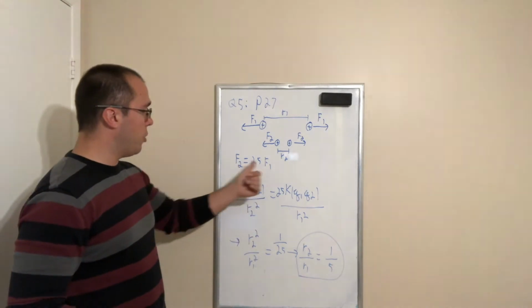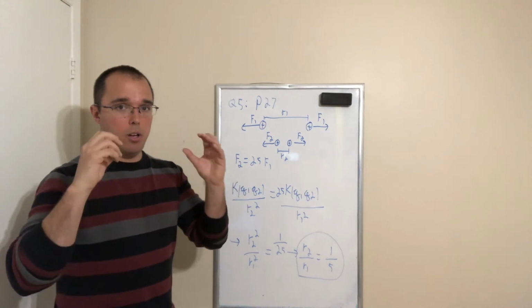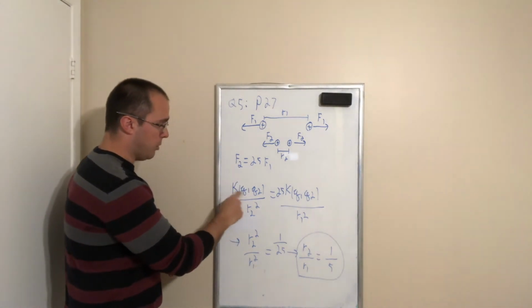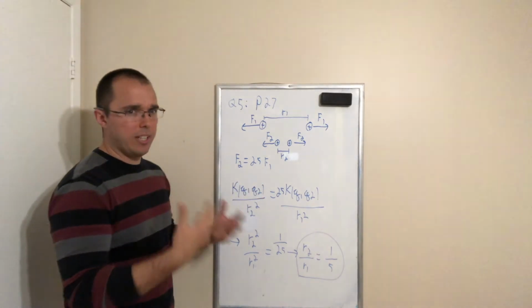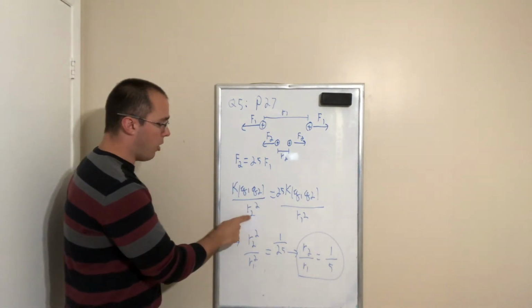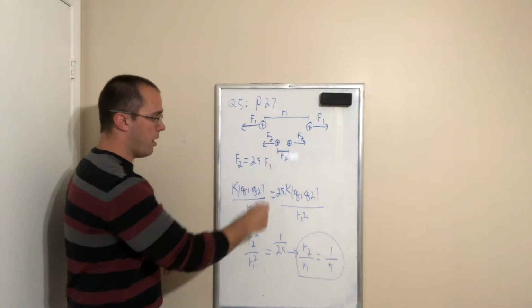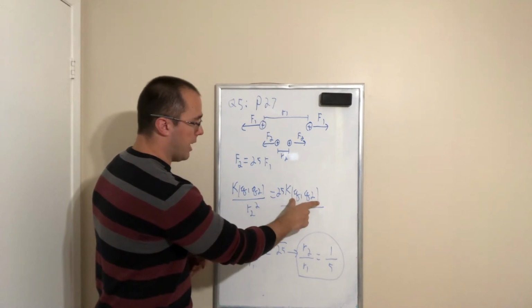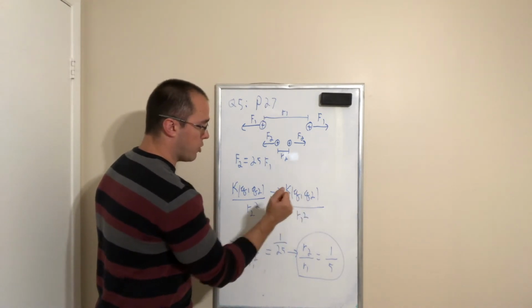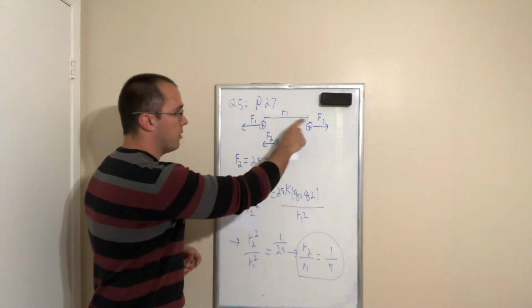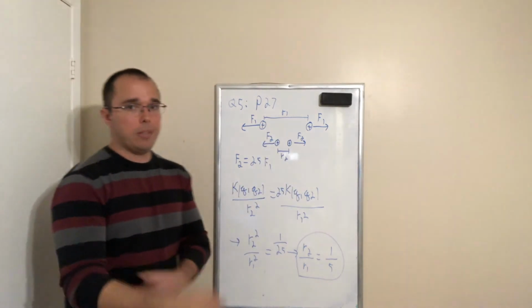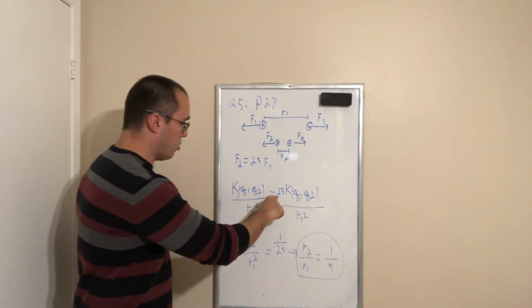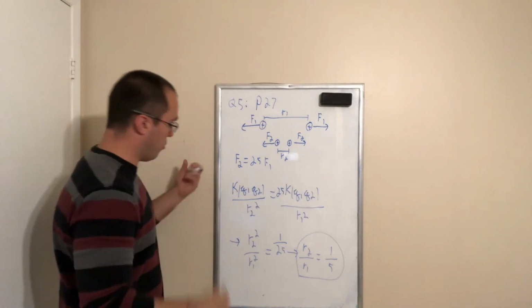Now we replace F2 and F1 by the Coulomb force formula. So we have the Coulomb constant multiplied by the charges in absolute value again. We are only interested in magnitude here. Divided by R2 squared, so this distance squared, is equal to 25 multiplied by the Coulomb constant, again multiplied by the absolute value of the product of their charges, divided by R1 squared. Now note, the Coulomb constant did not change, the charges themselves did not change, so these two are equal over here, so we can cancel them out.